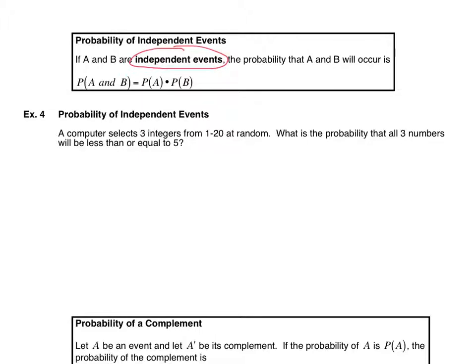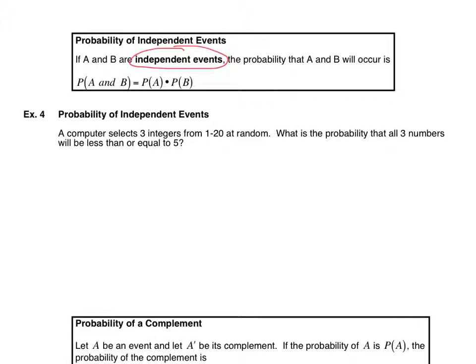The probability that A and B will occur is, and here's where we're going to multiply those things together. So independent events means that we have different events occurring. So it's multiple events versus the last two examples, which was one event. This is, again, multiple events. So you see us multiplying those probabilities together.